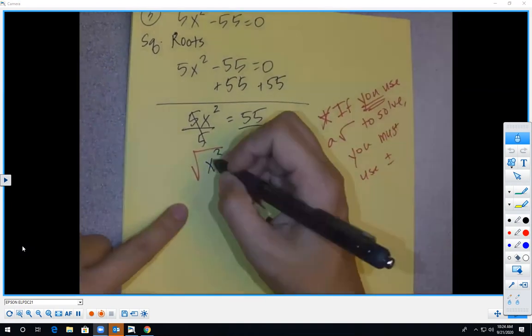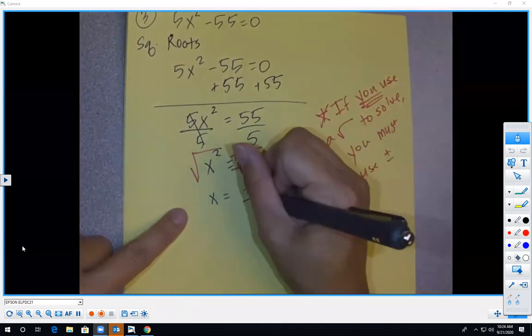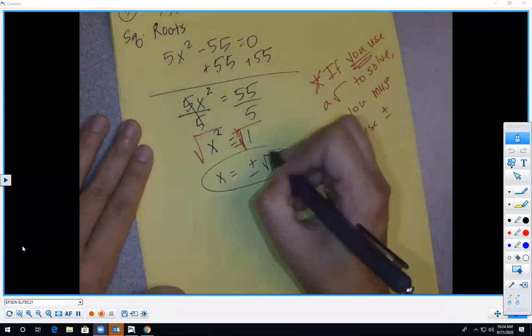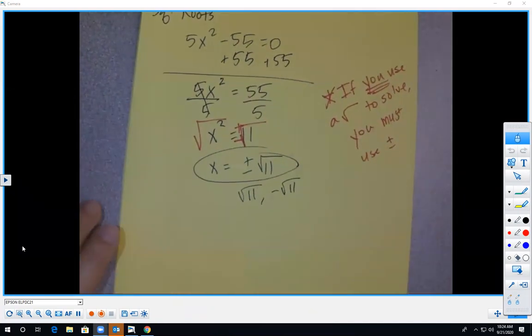Okay, so the square root of x squared is just x, and x is plus or minus the square root of 11. I can't take the square root of it. I can't simplify it, so those are my two answers. You could leave it like that, or you could write positive square root of 11, negative square root of 11, which is what Math Lab will want you to do.